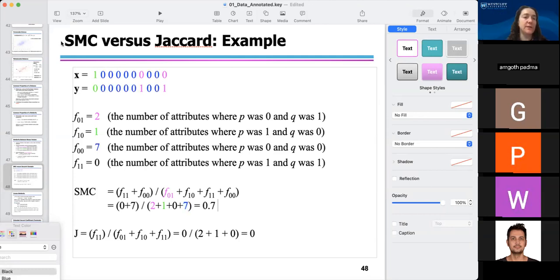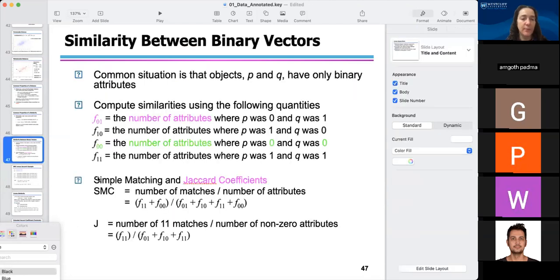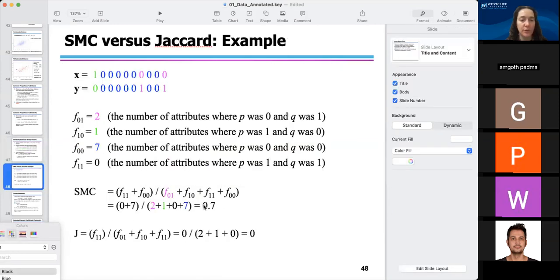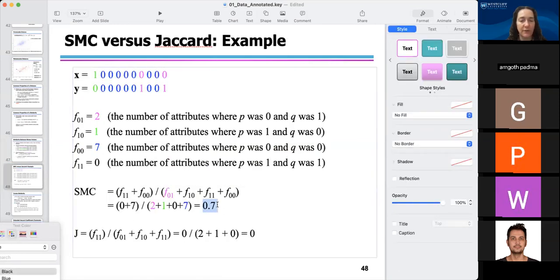So if we compute the coefficients between those, sorry, the first one is called simple matching, SMC, and the second one is Jaccard. In simple matching, we'll get the similarity 0.7, while Jaccard will get a 0.